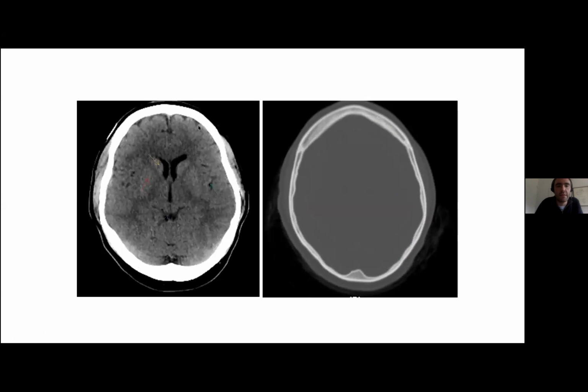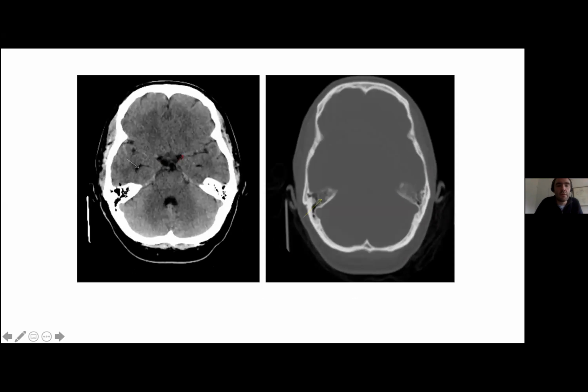Caudate head, lentiform nucleus, sylvian fissure, quadrigeminal cistern, temporal horns, the first thing to dilate in subarachnoid hemorrhage, middle cerebral artery.